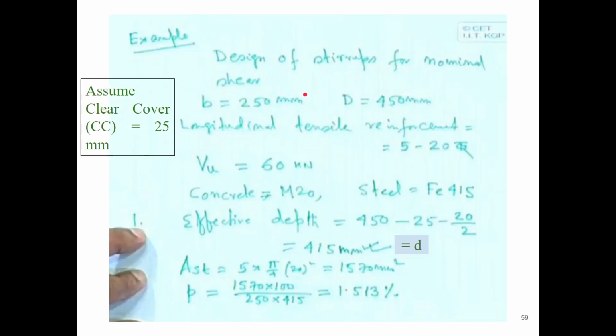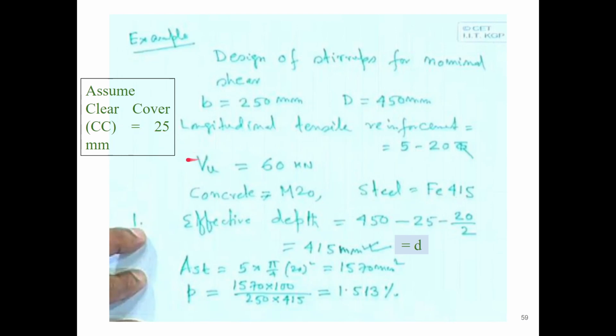Okay, so let us take one more example. Design of stirrups for nominal shear. So this is for nominal shear. Okay, so when we don't require, but we have to design. So here b equal to 250 mm, d equal to 450 mm, longitudinal reinforcement 5 into 25, Vu is 60 kilonewton, concrete is M20, steel Fe415.